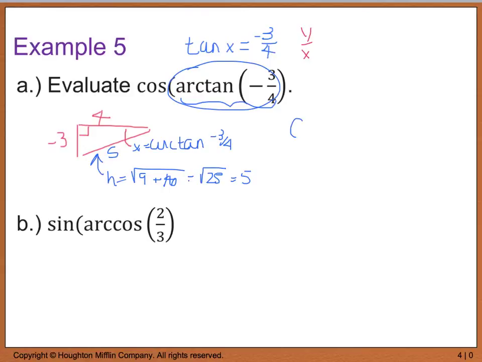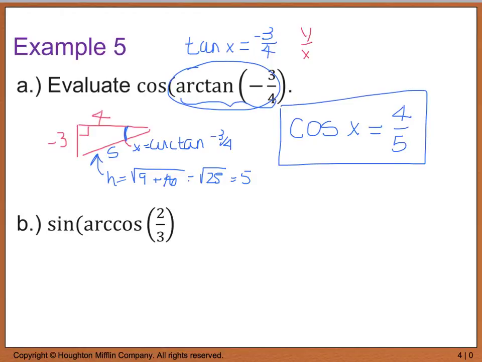Now I can take the cosine of x, which is what I just called this angle here, and cosine is equal to the adjacent, which would be 4, divided by my hypotenuse, which is 5. So I was able to identify the cosine value just based on using the inside stuff here to make this triangle. And I'm going to do this again now for part B.